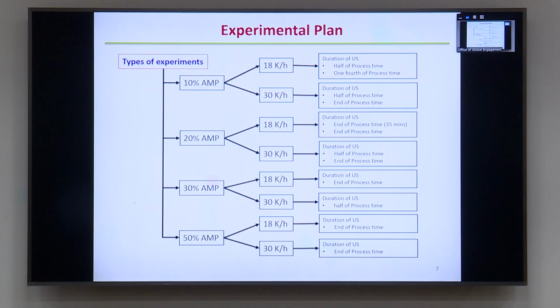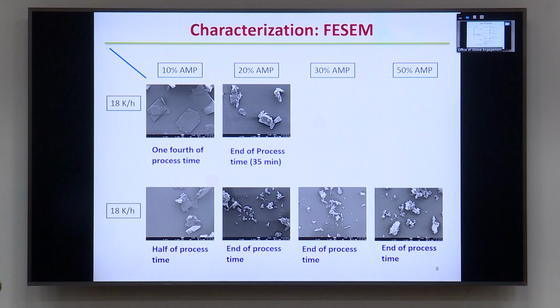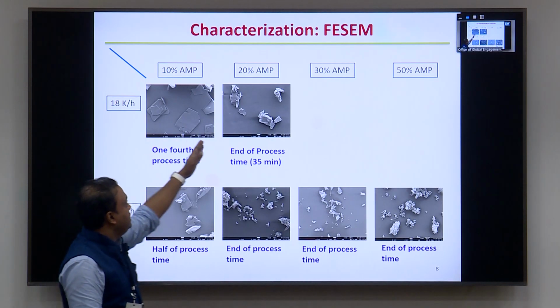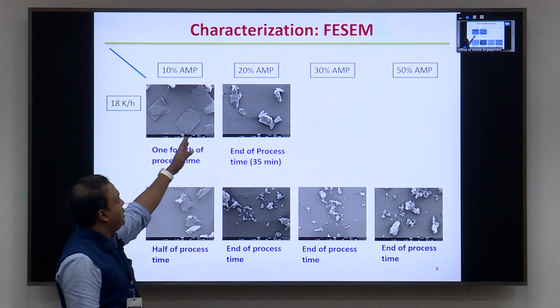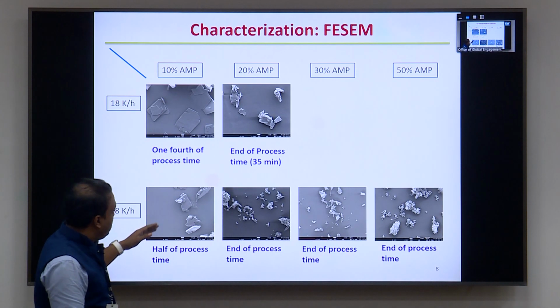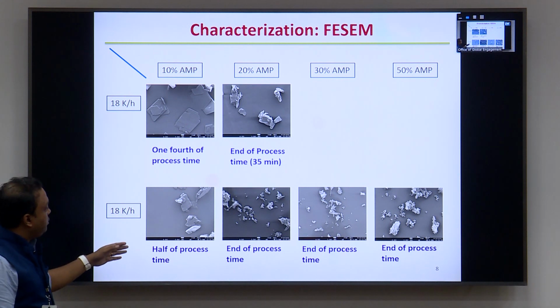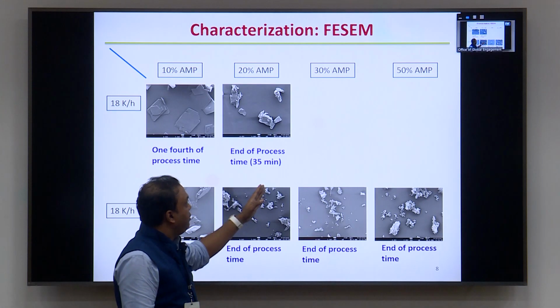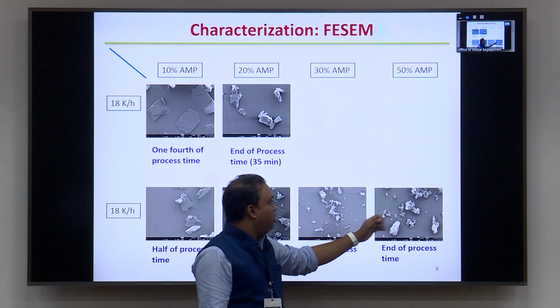This is the experimental plan. We have induced ultrasound for different lengths of the process, and we have tried to model it. In the modeling, here we have the SEM images. Here you can see, as the amplitude is increasing, the size of the crystal particles formed is decreasing, and this is for half of the process. If you are giving ultrasound till the end of the process, the particles are getting even smaller, and with 30% and 50%, it is forming agglomerates.